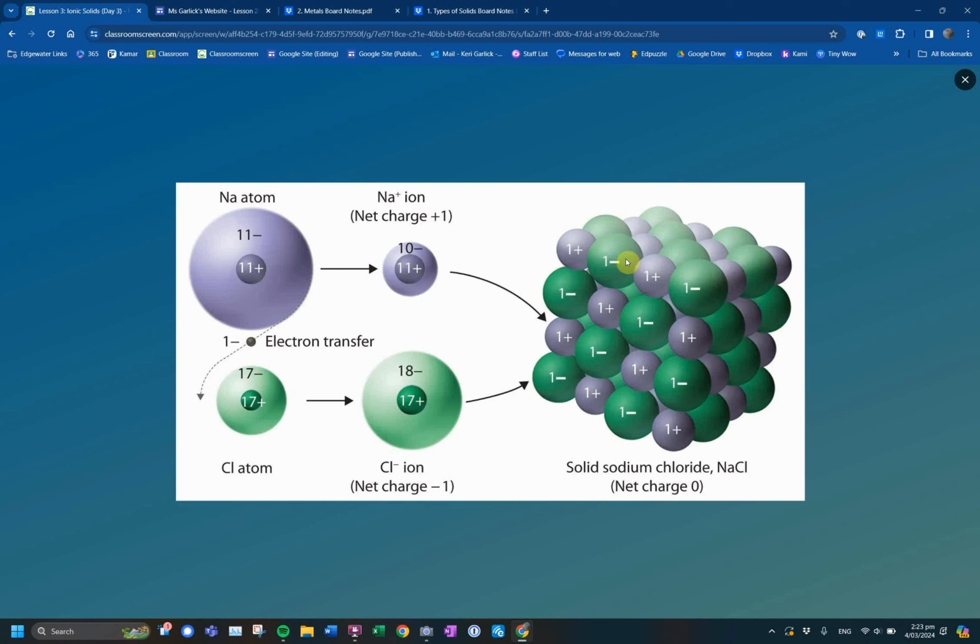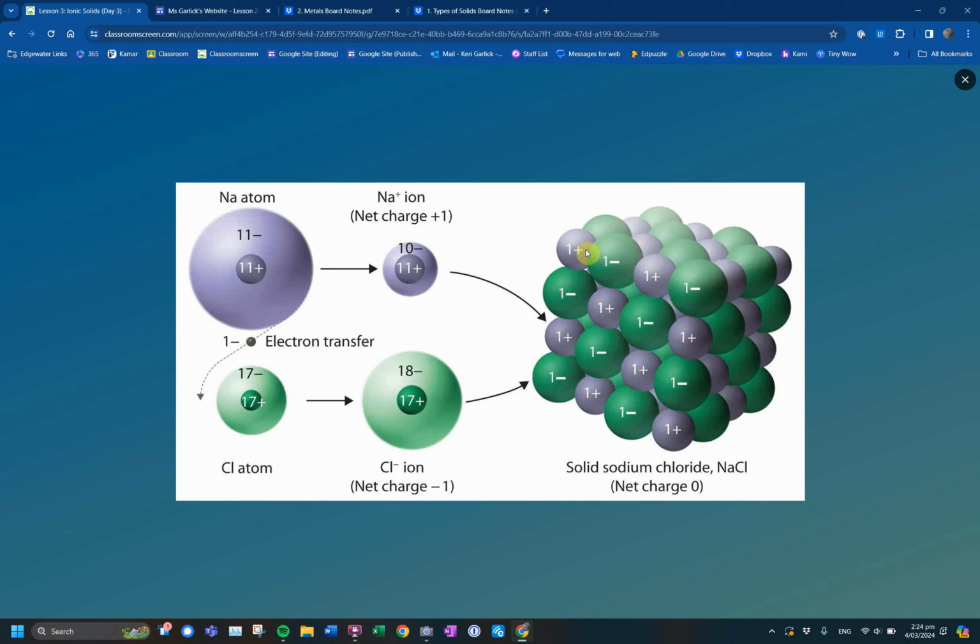This one here is just an example of a 1-to-1 ratio, but if you had another ionic solid that had a 2-to-1 ratio, it would be a similar sort of setup with a very set lattice. So something that's different from metals compared to ionic solids is that this lattice is set. It has to have a certain structure.